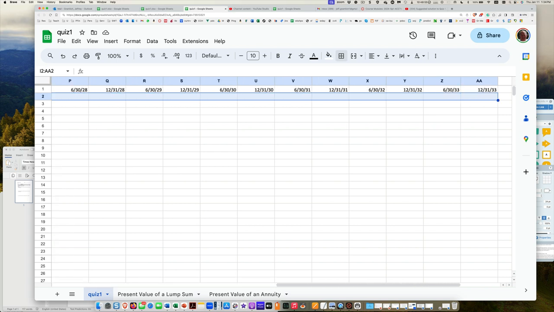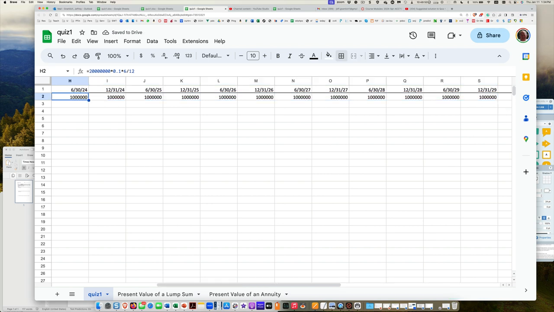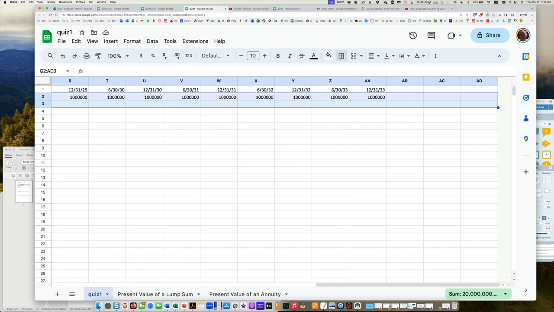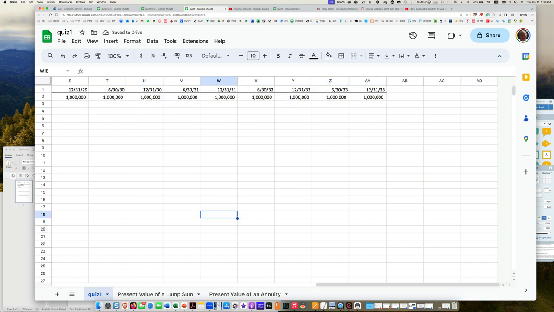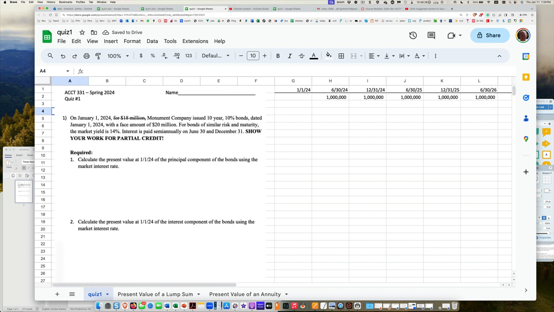It's going to go out here. Every 6 months, we're going to have to pay $1 million. I'm going to format these as numbers with commas in them, like that. And in the end, we're also going to have to pay $20 million. And that is our stream of payments. It will not change. What does change is the value of those payments.